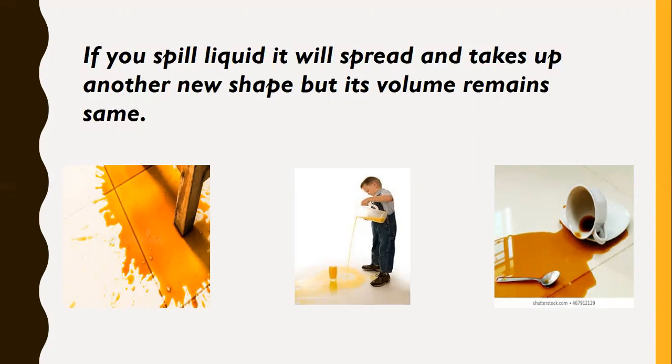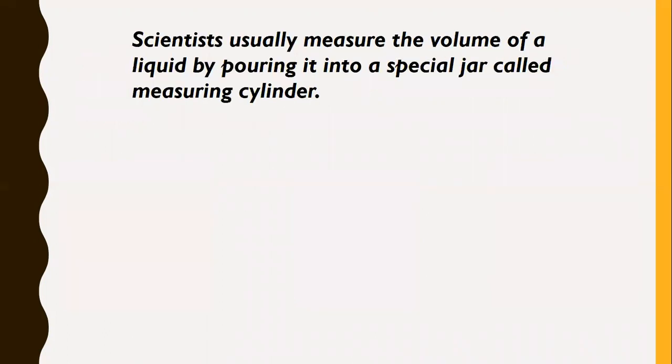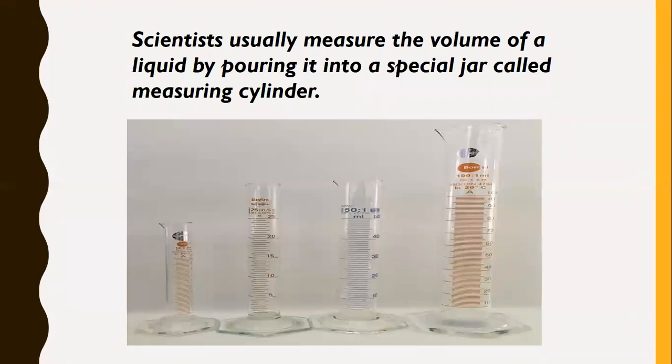Unless we pour the liquid into a container, actually the special type of container, we cannot find its volume by measuring its length, width, and height, because liquids don't have a specific shape. So scientists usually measure the volume of a liquid by pouring it into a special jar called a measuring cylinder. These are different types of measuring cylinders, and scientists usually use this measuring cylinder to measure the volume of a liquid.